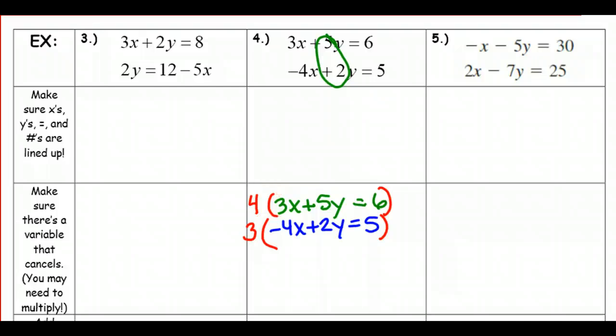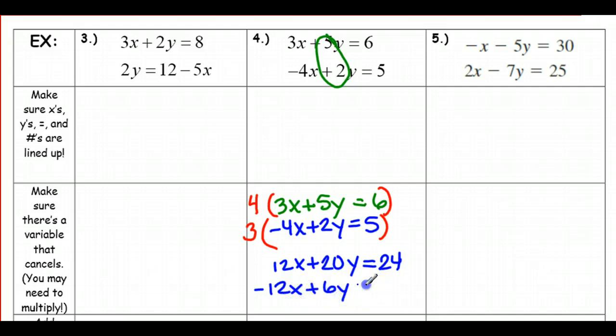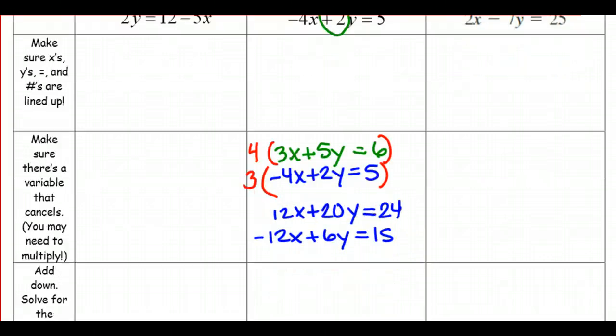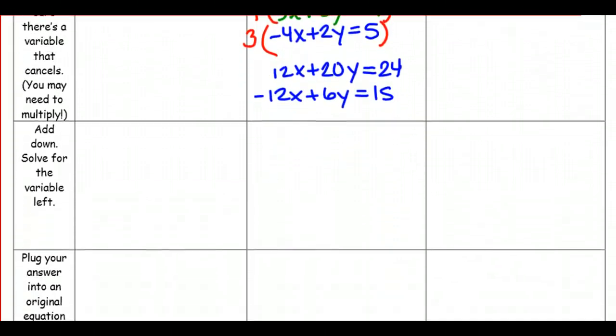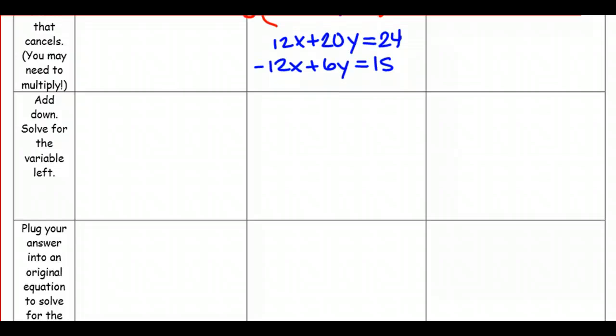So let's go ahead and multiply our two equations. The top equation is going to become 12x plus 20y equals 24. And the bottom equation will become negative 12x plus 6y equals 15. Alright, now that we have our terms lined up and we have opposite coefficients, we can combine the two equations. So I'm just going to continue with that down here.